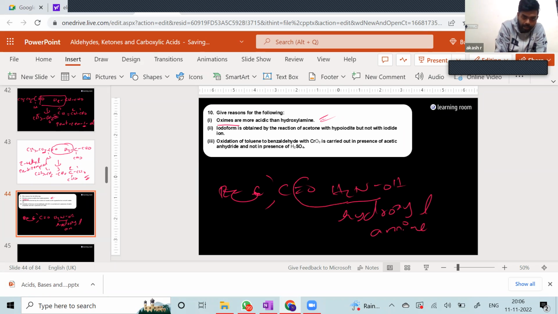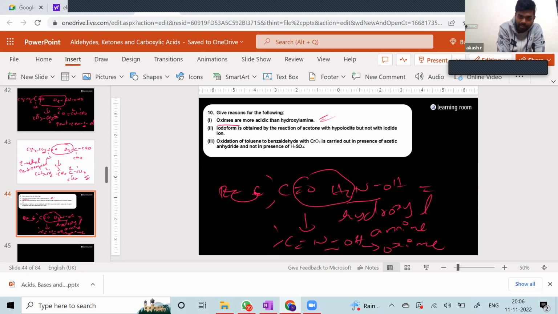And how will you remember the product? Again, you'll remove H2O, so you'll form C double bond NOH. This is what is called your oxime. Now they are telling that oxime is more acidic than your hydroxylamine. And obviously, if I compare this OH and this OH, which OH can easily come out? Again, we'll be able to speak in terms of stability of the conjugate base.